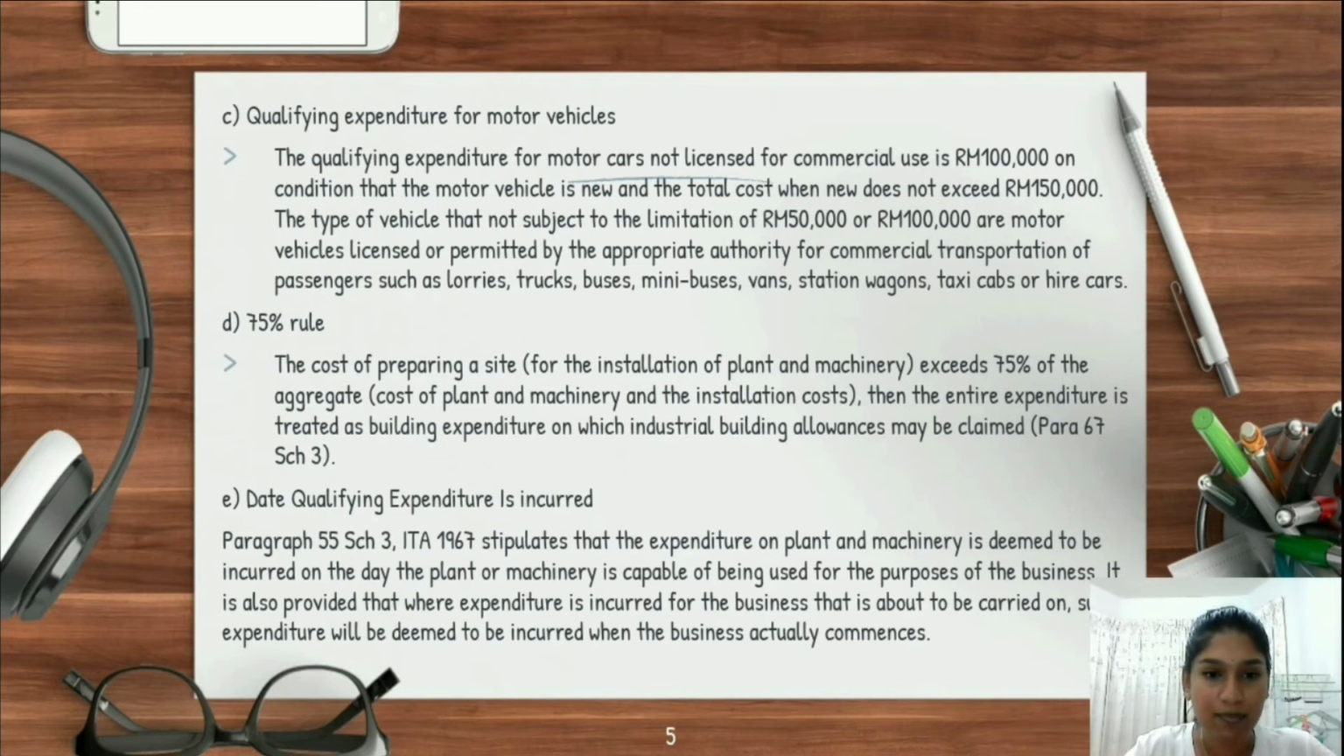And finally, E. Date qualifying expenditure is incurred. Paragraph 55, Schedule 3, Income Tax Act 1967 stipulates that the expenditure on plant and machinery is deemed to be incurred on the day the plant or machinery is capable of being used for the purpose of the business. It is also provided that where expenditure is incurred for a business that is about to be carried on, such expenditure will be deemed to be incurred when the business actually commences.